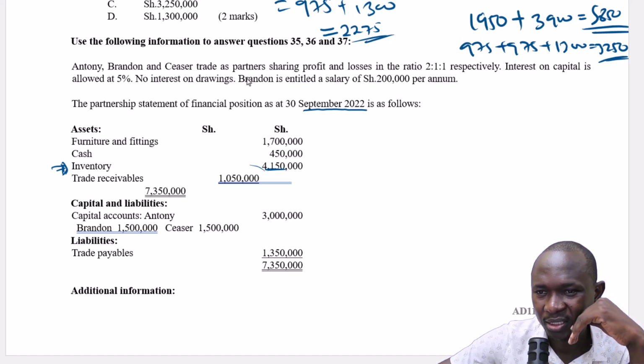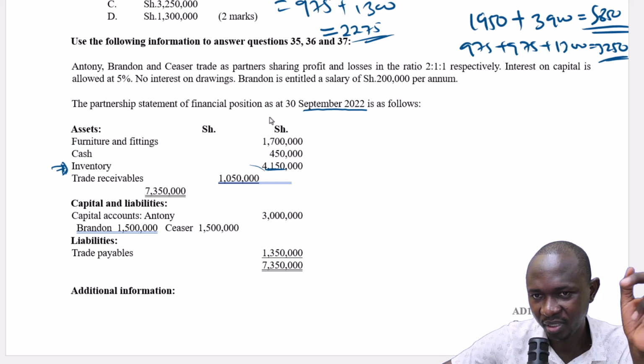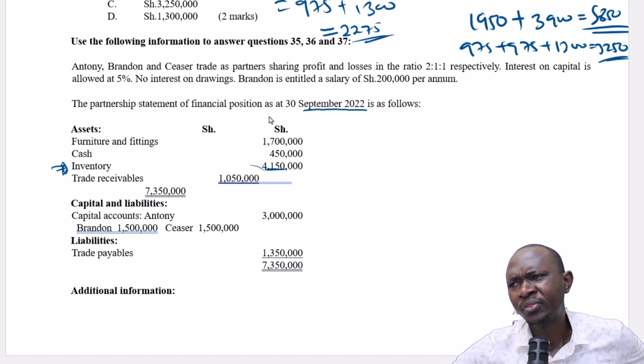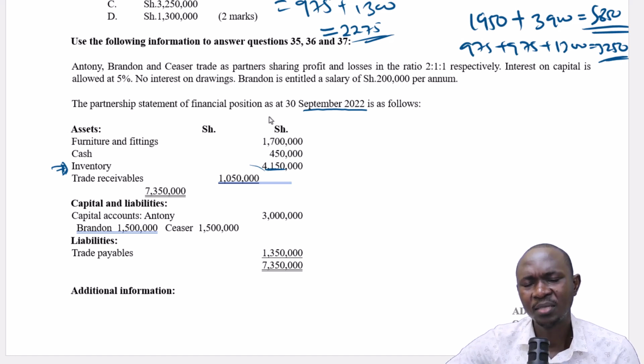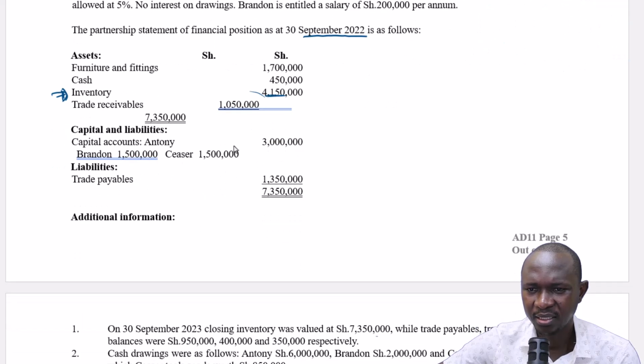So Anthony, Brandon, and Cesar trade as partners, sharing profit in the ratio 2 to 1 to 1. Interest on capital is allowed at 5%. Aha, there we go. That is 5% of whatever capital they have put in the business. This will be an expense to the business because the business is paying them, so we are going to reduce the net profit by these figures. I can see Anthony 3,000, Brandon 1,500, Cesar 1,500. So 5% of each of these.